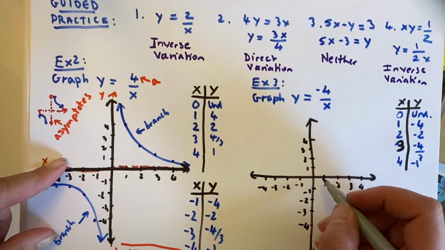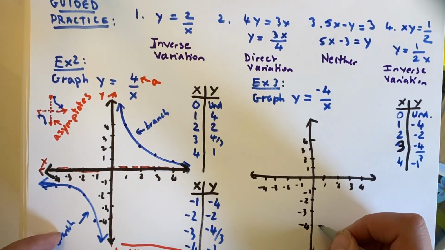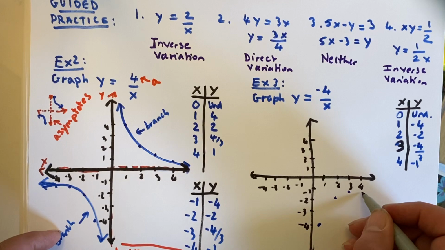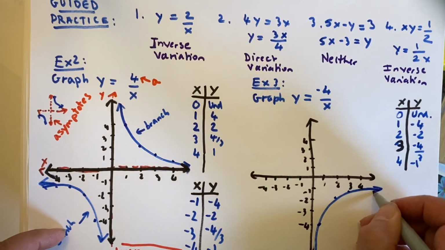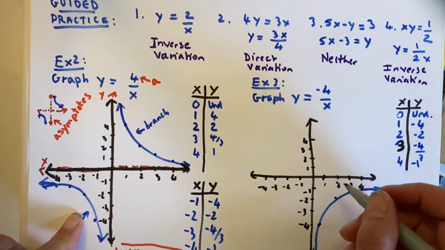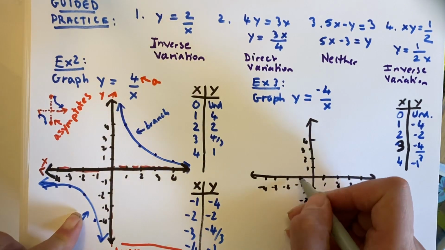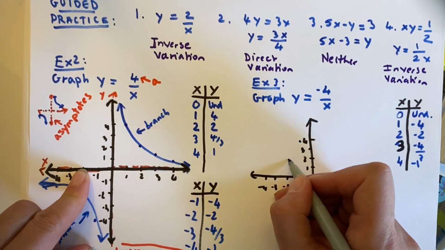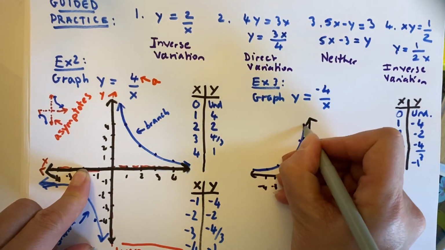So what does that look like? 1, -4, I'm starting in the 4th quadrant, 2, -2, 3, -4/3, and 4, -1. And you're going to see that this is my first hyperbola branch for y equals -4 over x, and you're going to see the same thing over here, except in reverse. I'm going to do a -1, a -2, a -3, a -4, and when I do -1, I'm going to get a +4. When I go -2, I'm going to get +2, -3, -1 1/3, etc. And this is going to be my second branch.